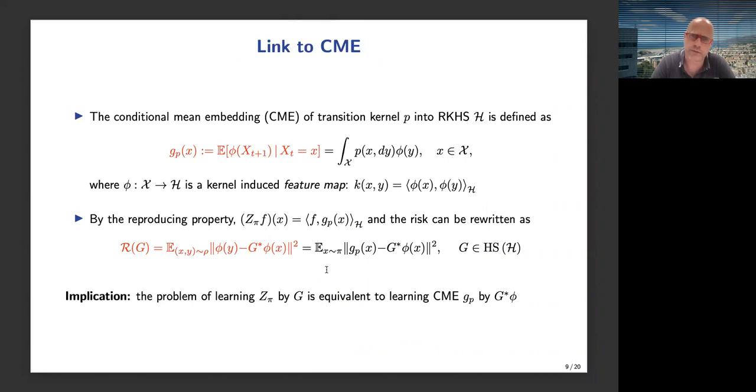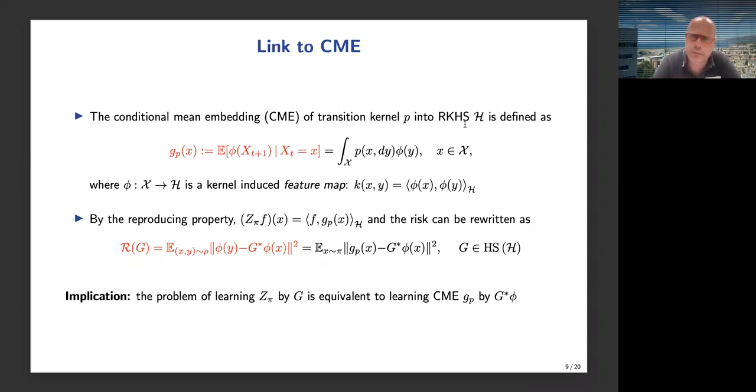the theory of conditional mean embeddings, which has been studied quite a bit in machine learning. And so what is this? People speak of kernel mean embeddings or kernel conditional mean embeddings. So what are they?